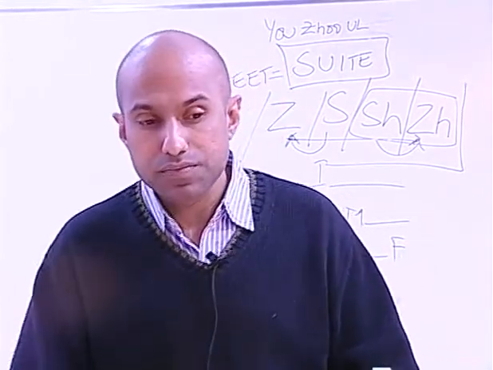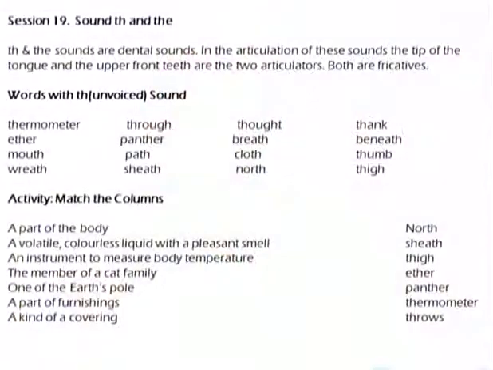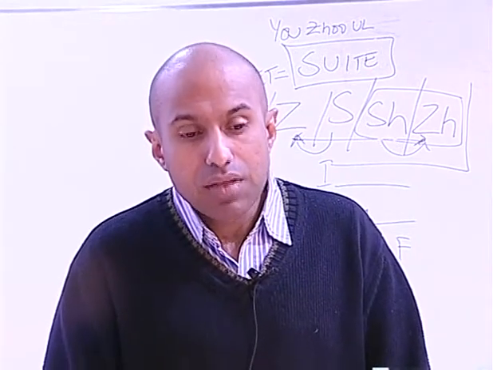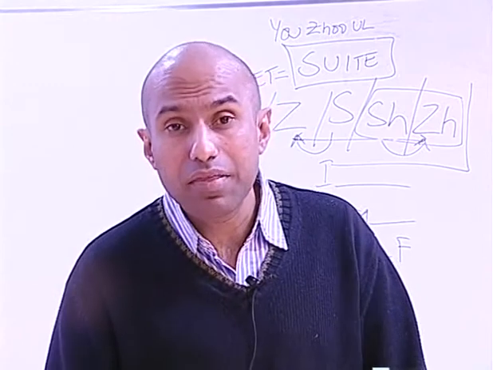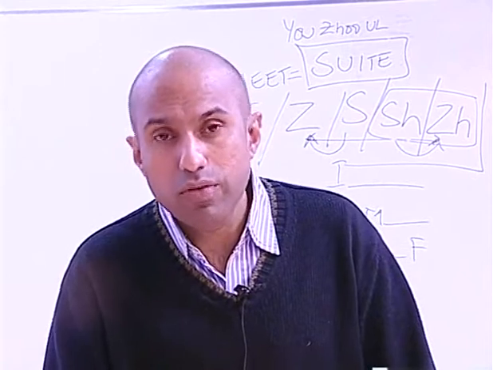Let's see what the answers are. A part of the body, of course, is thigh, part of the upper leg. A volatile, colorless liquid with a pleasant smell is ether, E-T-H-E-R. An instrument to measure body temperature or any temperature is a thermometer. The member of a cat family is the panther. One of the earth's poles is the north pole, north.